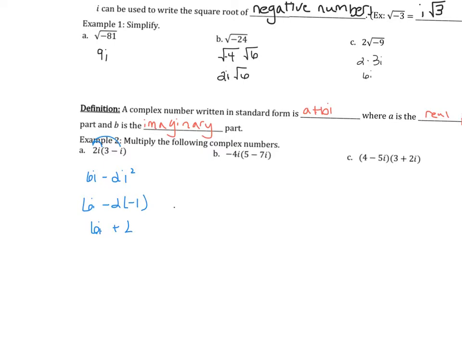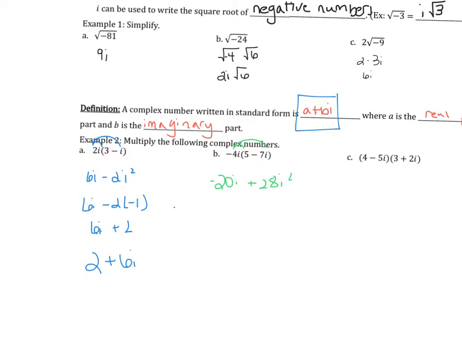Go back to how we write our imaginary numbers, a plus bi. So we always want to put that real part followed by that imaginary part. So let's take a look at b. I'm going to do this one slightly different. So first we'll start off the same. We're going to distribute negative 4i. Negative 4i times 5 is negative 20i. Negative 4i times negative 7i is positive 28i squared.